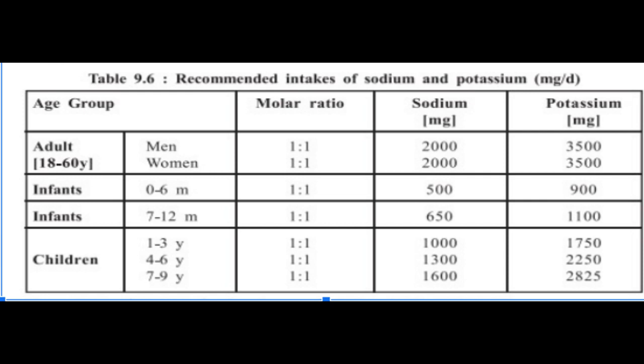Table 9.6: Recommended intakes of sodium and potassium, mg per day. Look at the screen. Absorption, transport, and excretion. All these three elements are readily absorbed from the small intestine with almost 90 to 100% efficiency. They are excreted primarily via urine, although feces and sweat are other routes of elimination. It is important to note that profuse sweating can result in substantial losses of these elements.